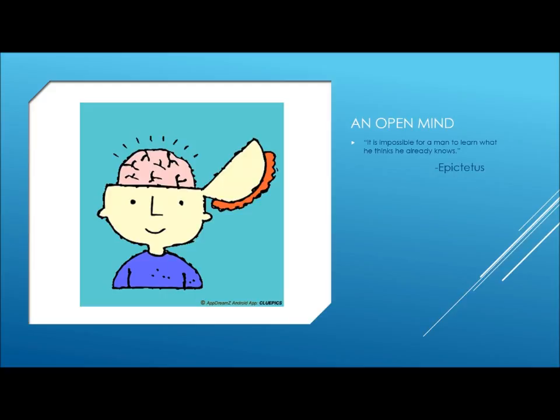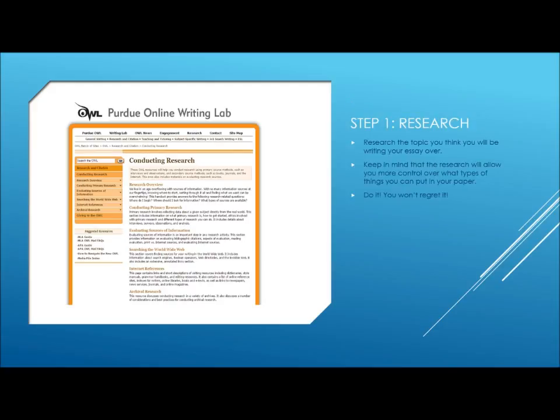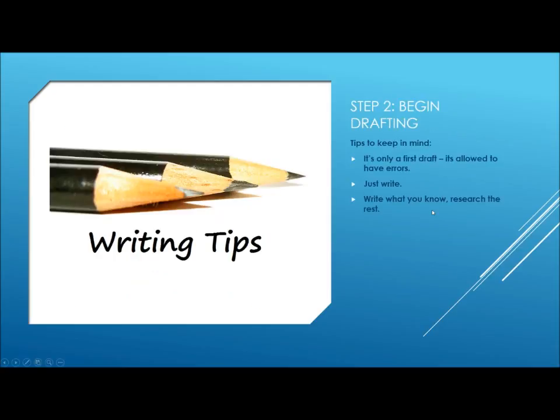Now that we've got that out of the way, let's look at our processes. Process 1 is going to be drafting the paper. Step 1 for this process is research. Research your paper and give yourself time to write it. Step 2 is begin drafting. For this example, we're going to look at a writing from a typical English essay. First, however, we're going to look at a few basic tips to keep in mind.